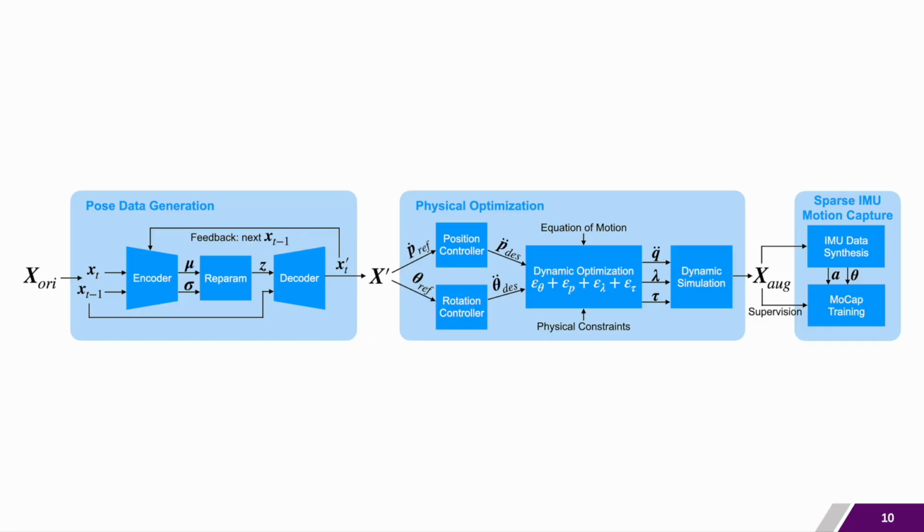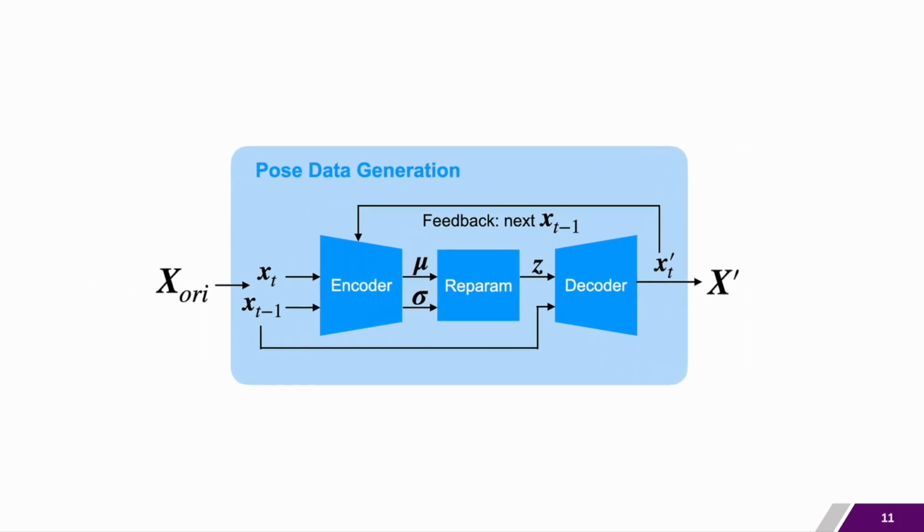After the pose data are augmented, we synthesize the corresponding IMU data to train motion capture models. In the first stage, we learn a VAE model to generate new poses based on a given pose sequence. The encoder encodes the difference between 2 frames to a distribution in the latent space. Then a latent vector is sampled from this distribution, and the decoder will use this latent vector to reconstruct the current frame from the previous one.